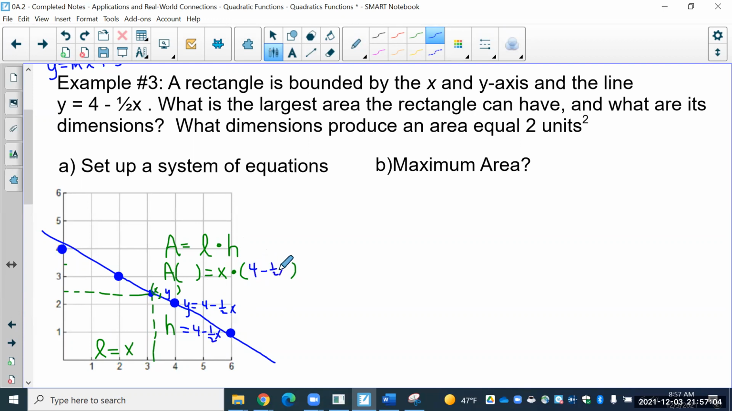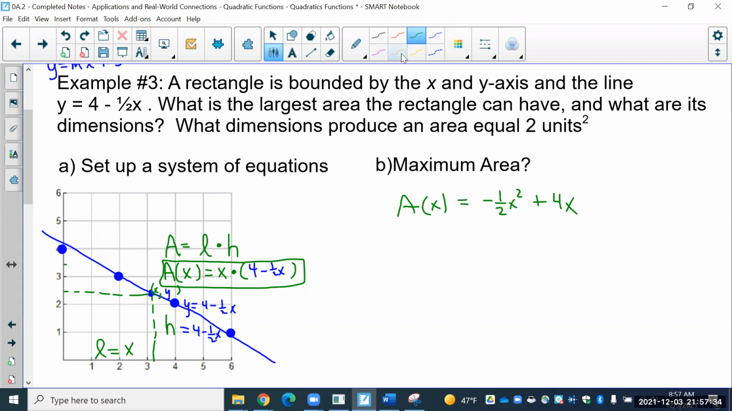Okay, and to set up the system of equations, luckily in this case, I already have done it in terms of x. So the system of equations is right here. Okay, now to maximize it, I'm going to put it into standard form. I'm going to simply distribute it. And then I'm going to also write it in order so it's helpful. So that would be minus 1/2 x squared. So I took the x and I went over to here. And then I have plus 4x.